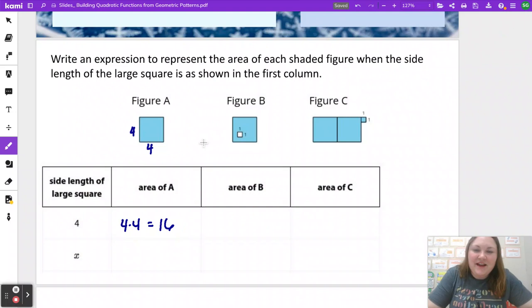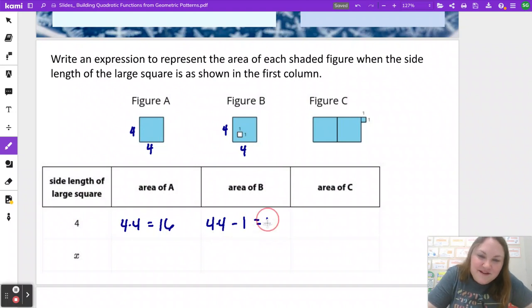Figure B, we've got the side length of that large square is still 4, but if I want the area of the blue spot, I'm going to have to find the area of the overall shape, which I know from figure A, and then take out that little white spot there. And so for figure B, I would still be doing my 4 times 4, or remember you can also write 4 squared, but then I have to subtract out the area of that white square there, which would be 1. And so that gives me 16 minus 1, and the area is 15.